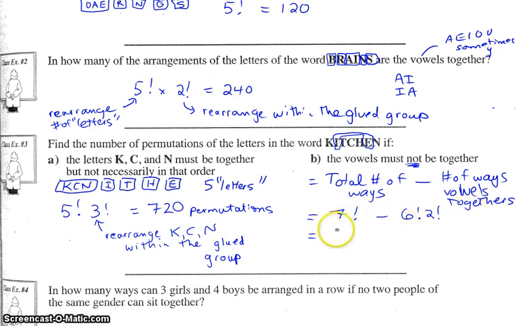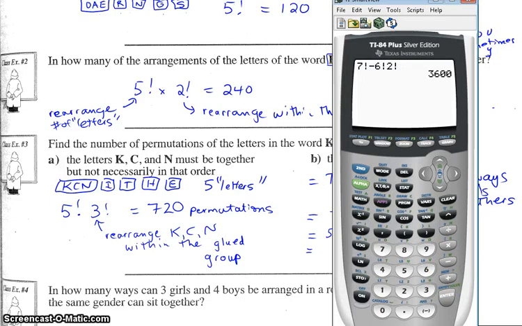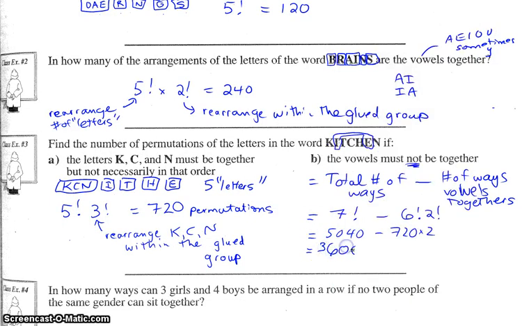Okay, we could do that on the calculator. We know 7 factorial is 5040 minus 6 factorial 720 times 2. Okay, and let's grab the calculator and figure out what that is. Okay, so typing that in, we should end up with 3600. Okay, so our answer should be 3600.